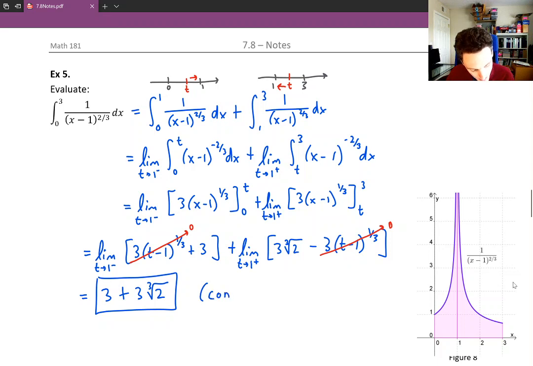Now we can also say that the integral converges because we got a finite number. You can plug this into your calculator if you want. You'll get some finite number.